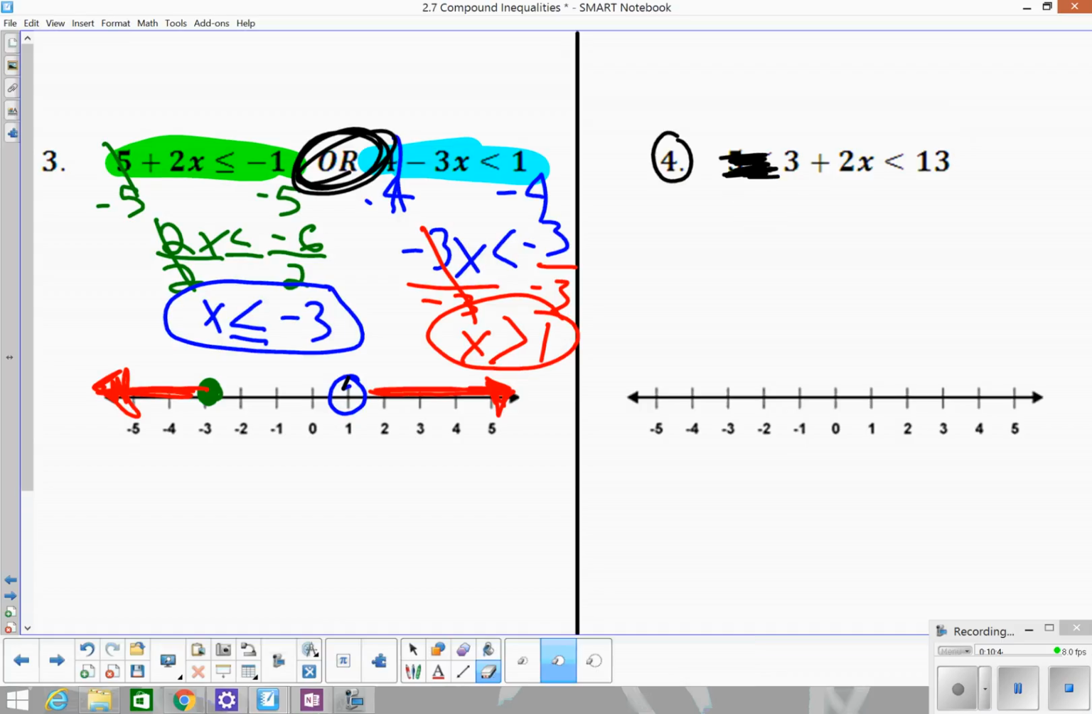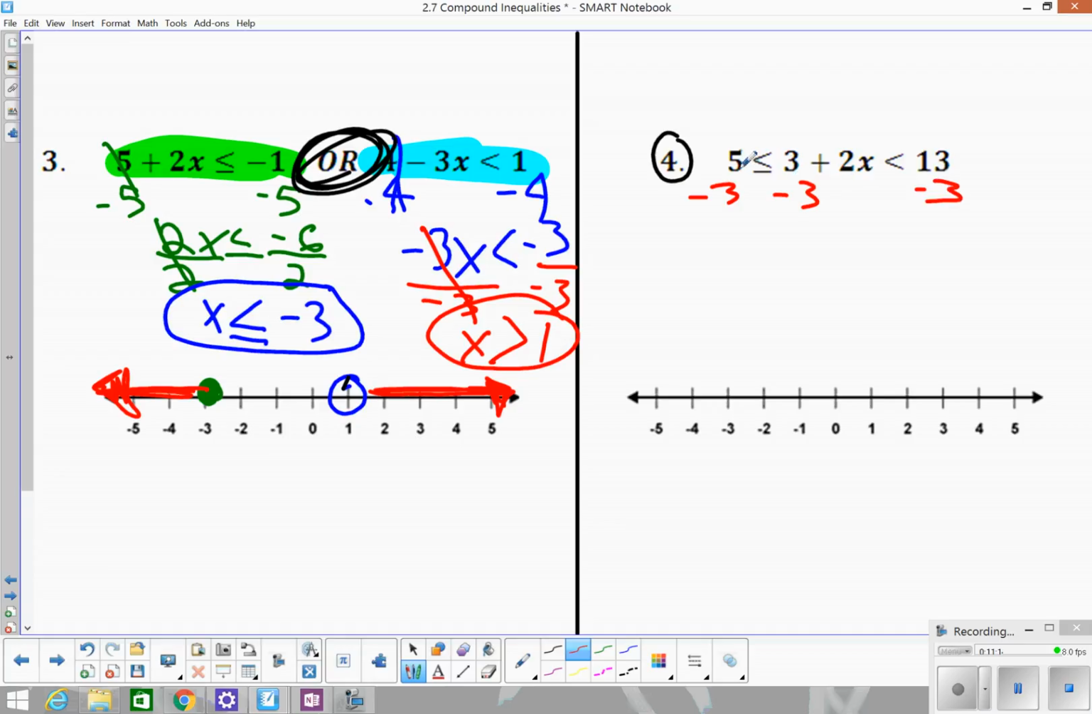Good. Now, if you take the other side and eliminate the 13, you have 5 is less than 3 plus 2x. What's the first thing you would do? Subtract 3 from both sides to get rid of that 3. Essentially, you're doing the same thing to both sides. So you're going to subtract 3 from everything: from the middle, from the left, and from the right.